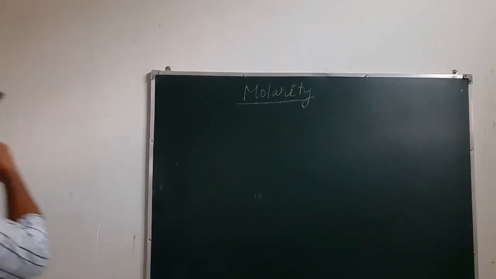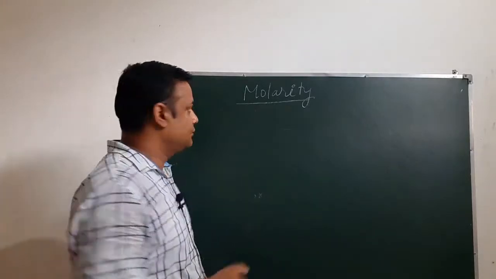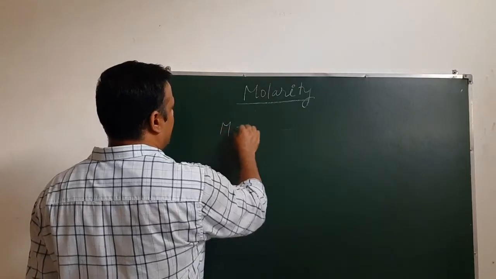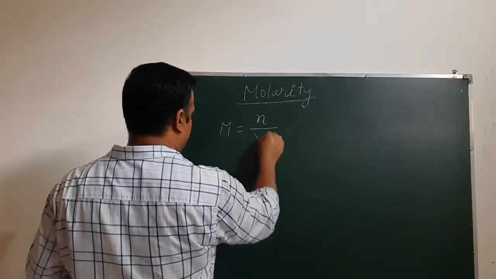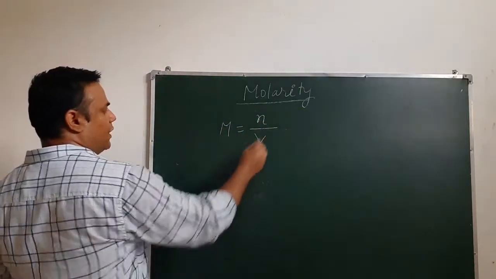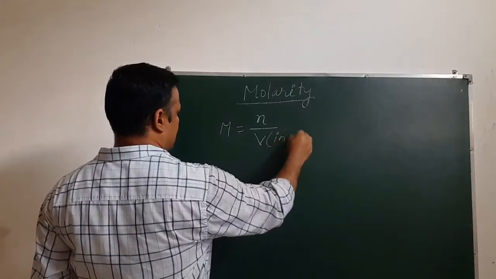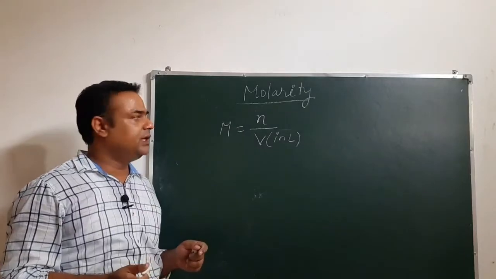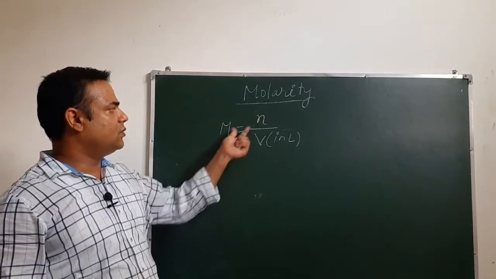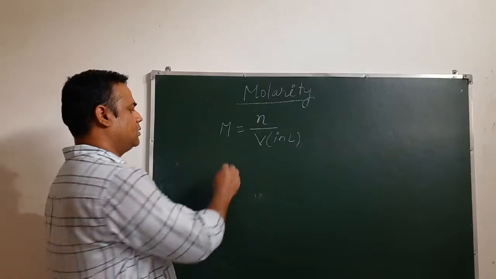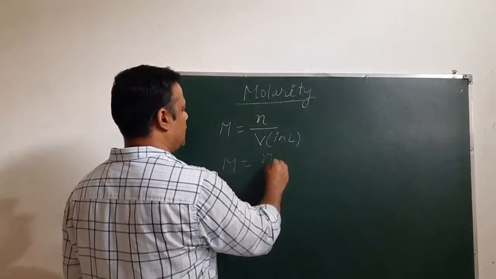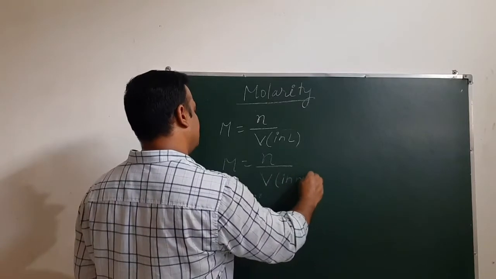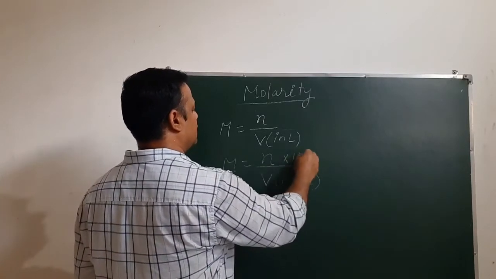So next we will see what is the meaning of molarity. Molarity M is equal to n divided by V, where volume is in liter. Molarity is defined as number of moles of solute present in 1 liter solution. So molarity is equal to n by V in liter. If it is in ml, then we'll multiply here by 1000.